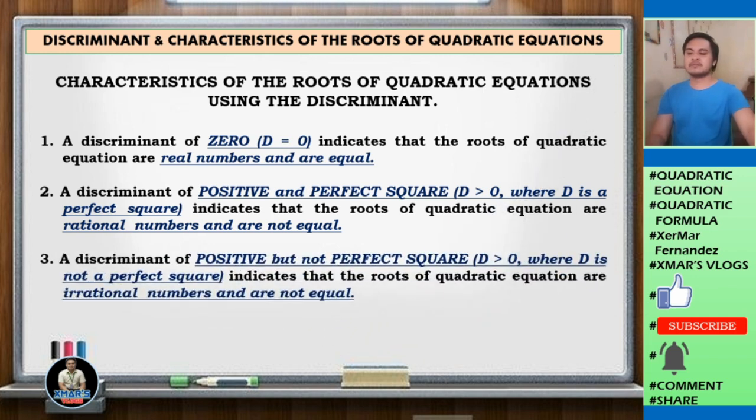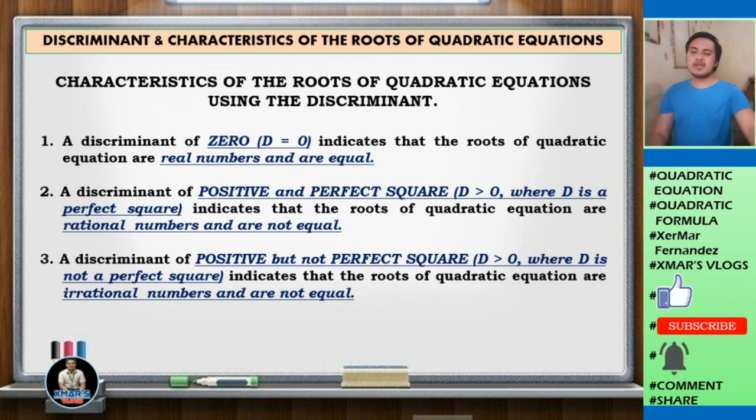Number 3, a discriminant that is positive but not a perfect square, or d is greater than 0 where d is not a perfect square, indicates that the roots of the quadratic equation are irrational numbers and are not equal. Again, if d is greater than 0 where d is not a perfect square, then the roots are irrational numbers and are not equal.